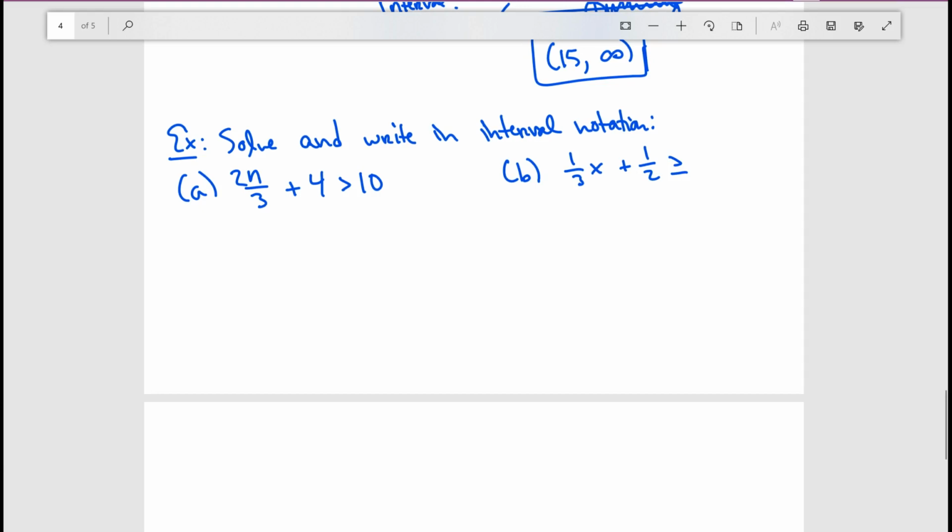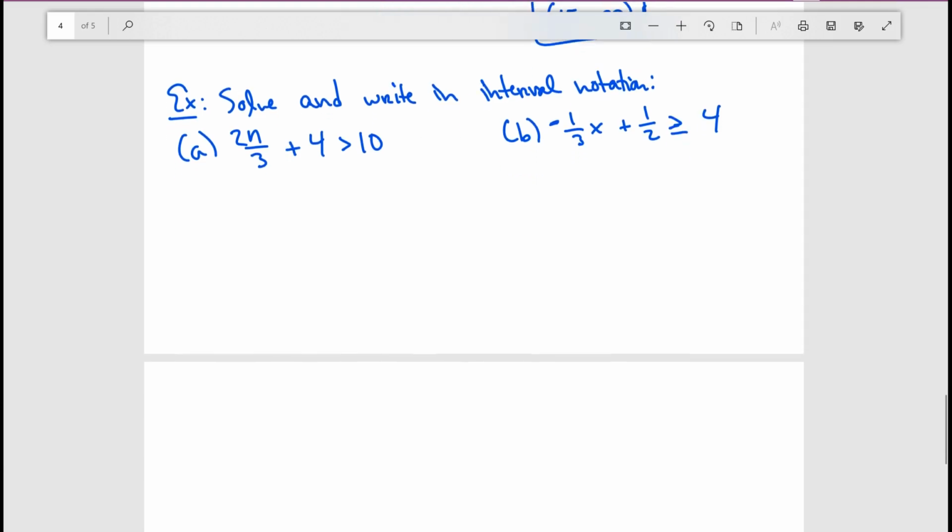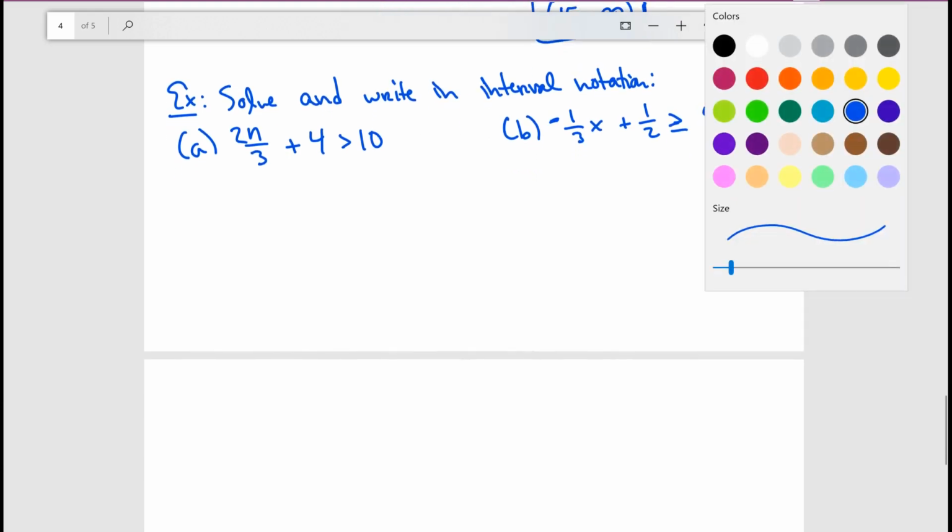And then for this one, let's say we have 1/3 x plus 1/2 is greater than or equal to, I don't know, 4. And let's make this a negative. The reason why I'm doing problems like this is that a lot of you are still having problems with the fractions, and I want you to be very, very careful with fractions like this and how you deal with them. So you can either pause the video and try them out, but I'm going to go ahead and jump in and try to do these two problems.